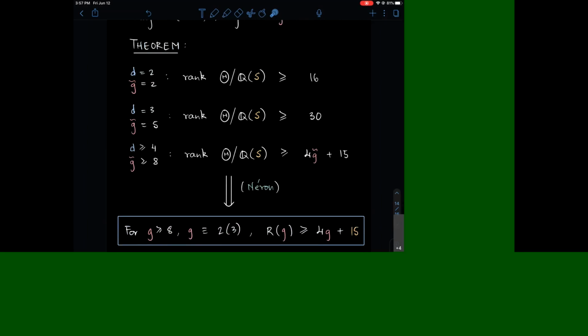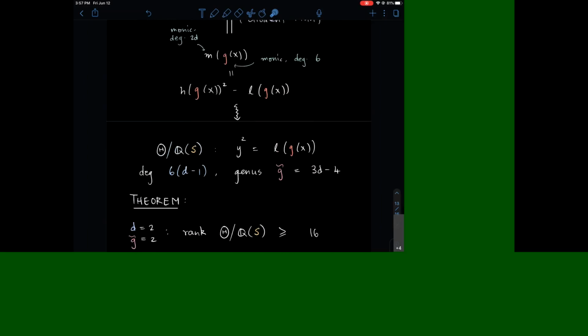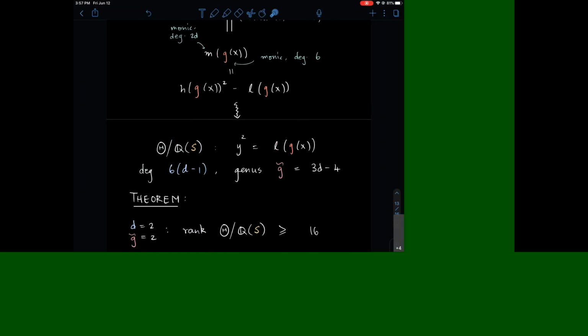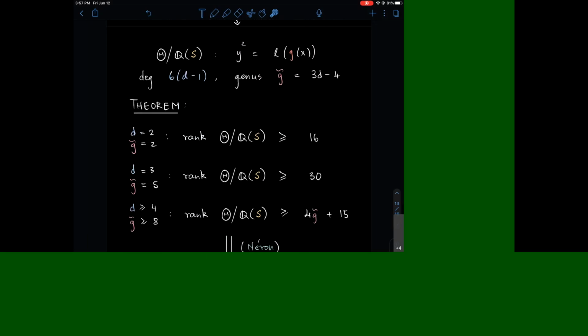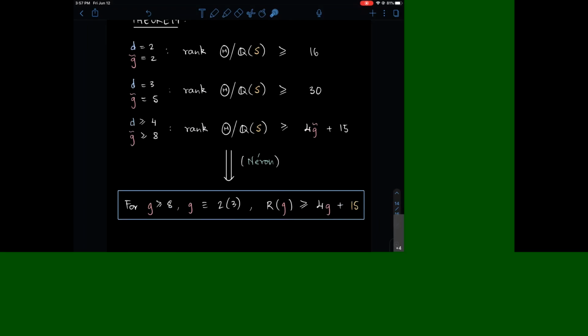And why is that? Because this curve y squared equals L of g of x has a natural map to y squared equals L of x, where L is of degree d minus 1. And so basically, if d is 2 or 3, then that's a genus 0 curve. And somehow that introduces new relations in the Jacobian and causes the rank to drop. And so this is basically how we get rank at least 4g plus 15.